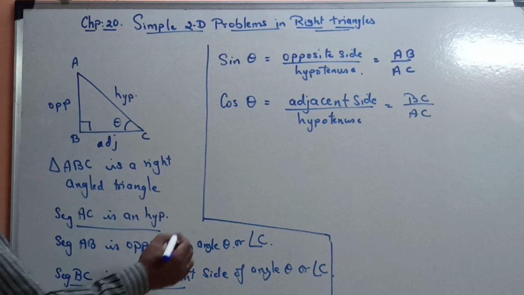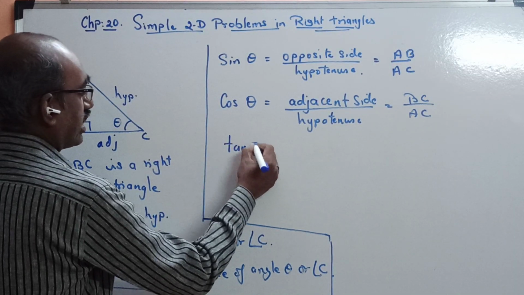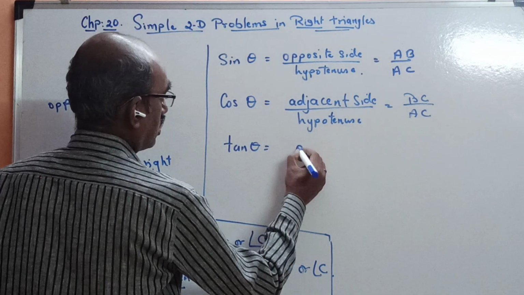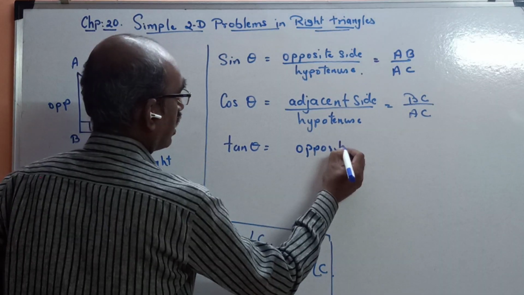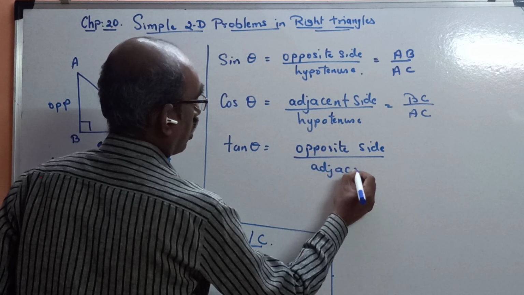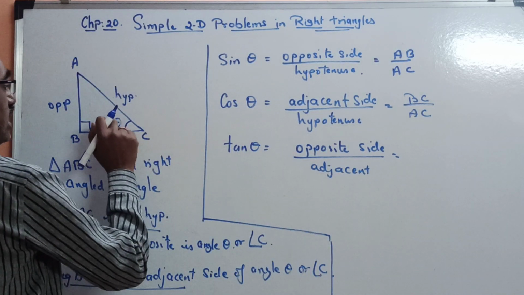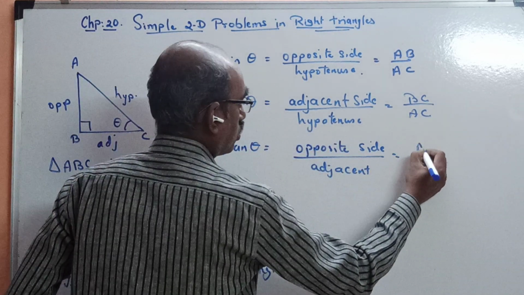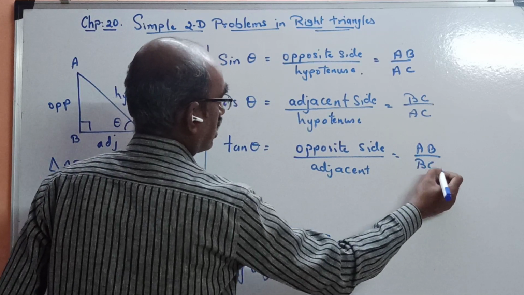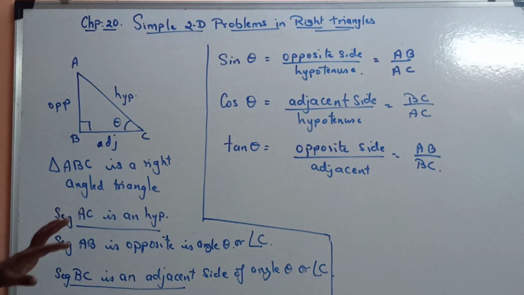Then the third thing you have to understand is tan theta. Tan theta is nothing but opposite side upon adjacent side. These are the basic things you have to understand and know. What is the opposite side for tan theta? Theta is this, the opposite side is AB. So AB upon the adjacent side, which is BC. These are the three concepts you have to understand. These are the basic things. If you know this, then you can go for another sum.